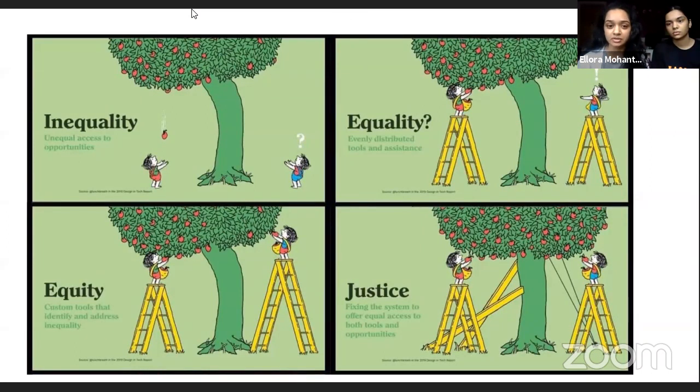That's the goal, and that's what we should strive for, and not just stop at equity, where we feel like we're actually giving everyone the same opportunities. But there's always more and better to do. And I think this is a good graphic to illustrate that.